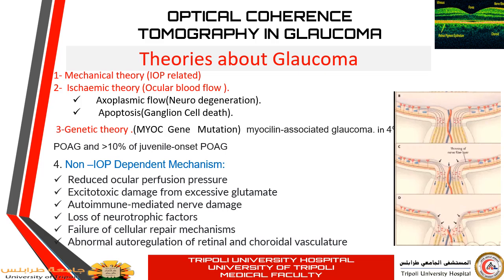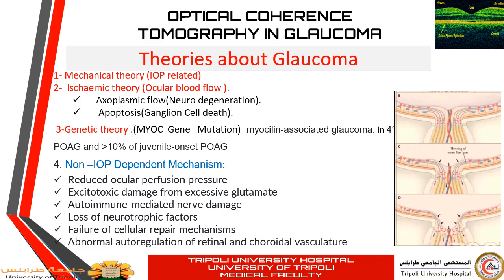Another factor is the genetic theory. As we mentioned earlier, some genetic loci have been identified in association with patients with glaucoma, what's called myocilin associated glaucoma, which is seen in 4% of primary open angle glaucoma in adult onset and in 10% in juvenile onset or congenital glaucoma.